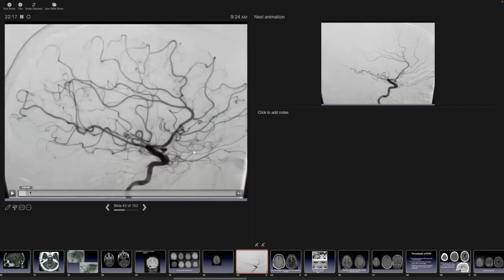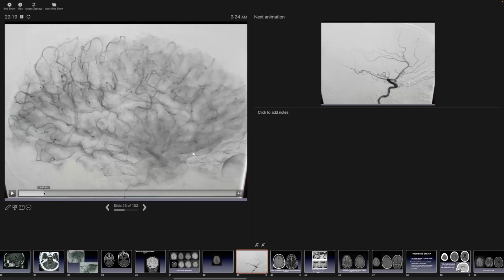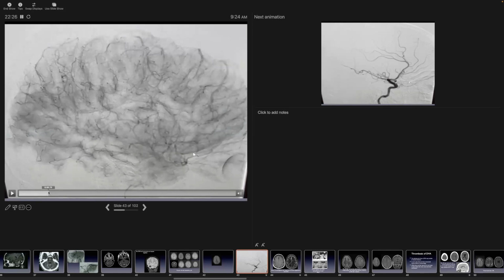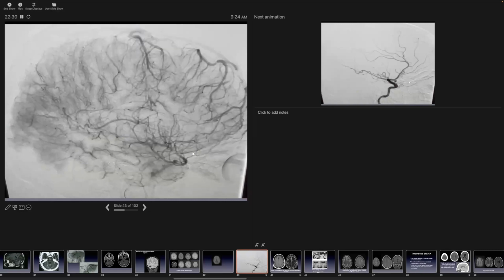So as I look at this, I would say we're in mid arterial here, we're in late arterial capillary here. Now we don't really see much here, right? So if you go, now we are in this capillary phase. We still don't see any veins.